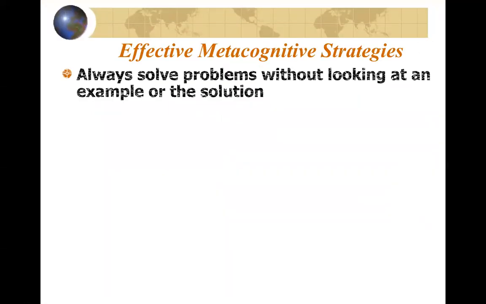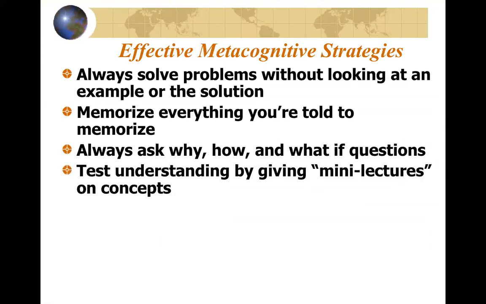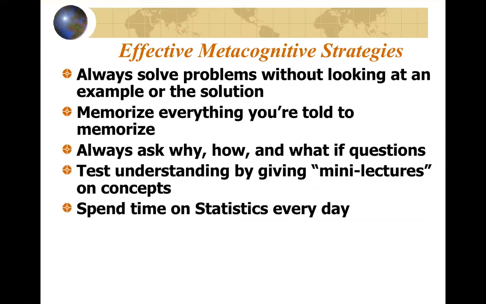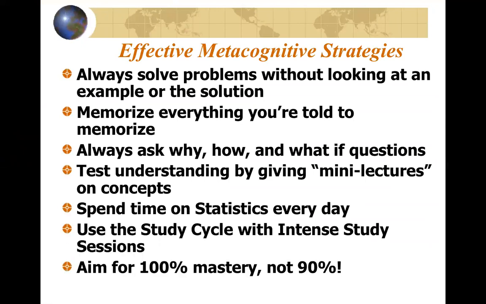All right. Now, effective metacognitive strategies, of course, always solve problems without looking at an example or the solution, as we said earlier. It's also memorize everything you're told to memorize. So what if I told you to memorize so far? Well, those crazy symbols. If you don't memorize those symbols, you're in a world of hurt because you won't even know what the answers are that your calculator's giving you if you don't know what those symbols mean. And every time they're used, you're going, let's see now, what does that mean?